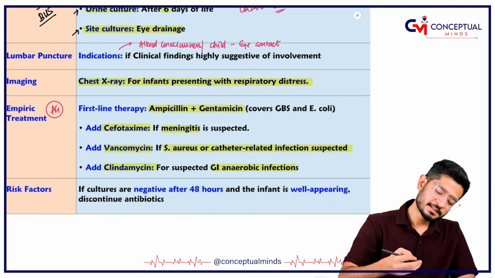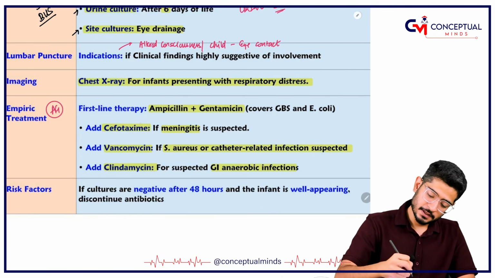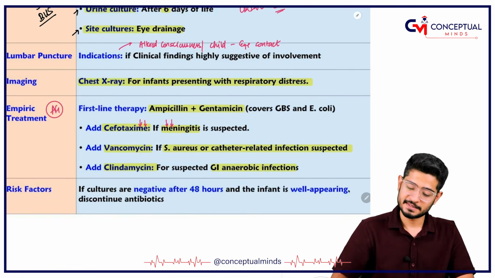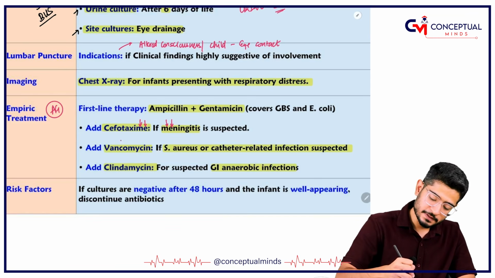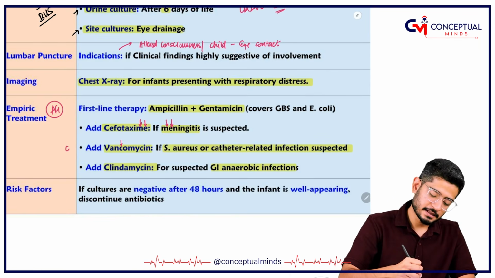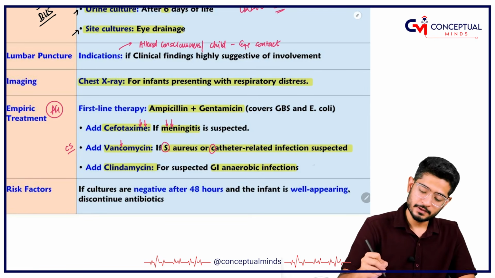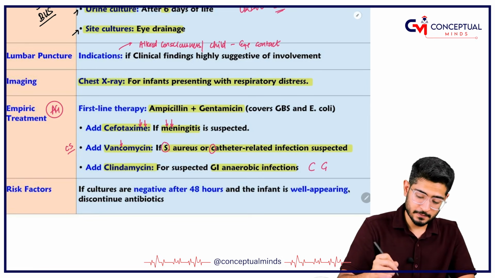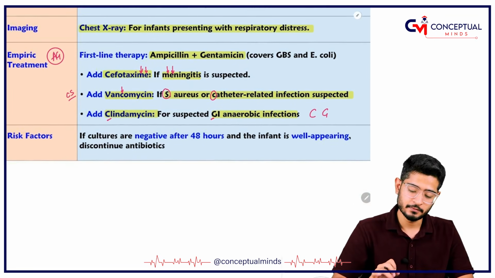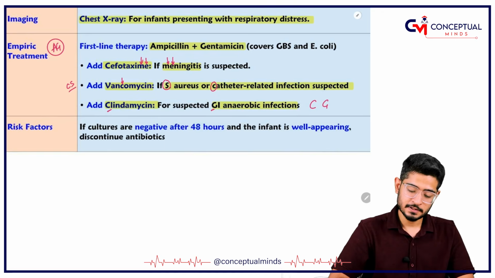Easy to remember. Next, you have to remember cefotaxime. So this is M, this is E, this is M, this is E. So cefotaxime is for meningitis if it is suspected. Next is vancomycin. Vanco, C for catheter, and C and S are phonetically very similar, so Staph aureus as well as catheter. And I always say that C and G look similar, so G for GI and C for clindamycin. So clindamycin is given for GI anaerobic infections.